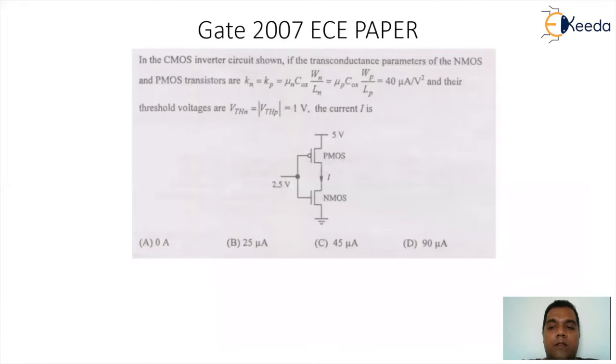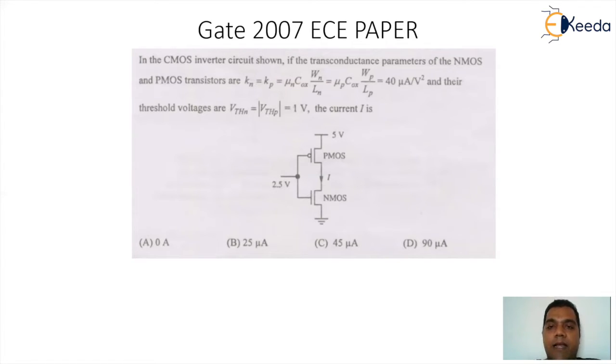Let's have a look at the question. The question says, in the CMOS inverter circuitry shown, if the transconductance parameters of NMOS, PMOS are Kn equal to Kp equal to mu n Cox W of n by L of n is equal to mu p Cox W of p by L of p equal to 40 microampere per volt square, and their threshold voltages are VTH n is equal to magnitude of VTH p equal to 1 volt.